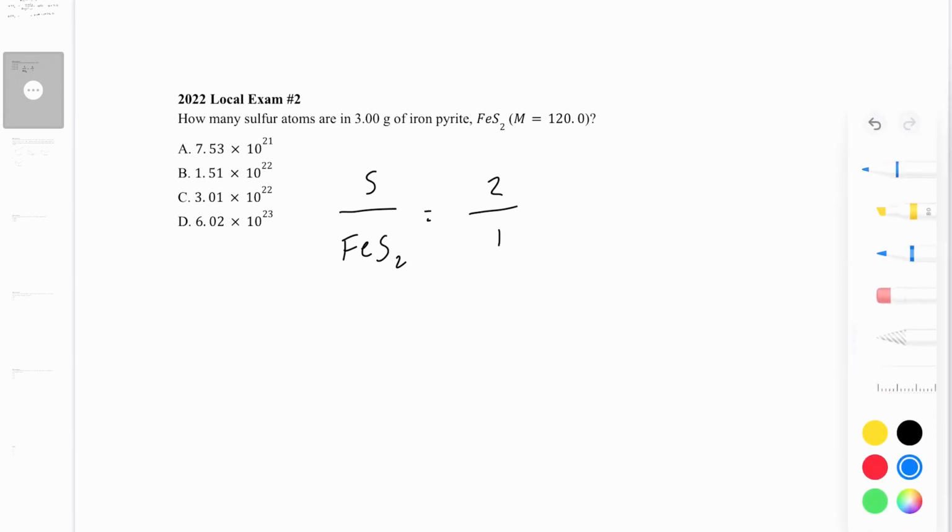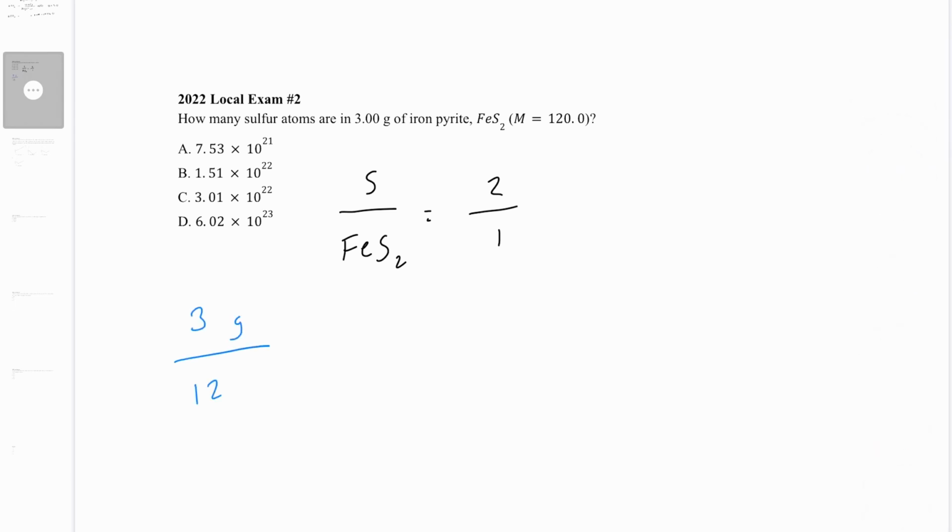So we have 3 grams of iron pyrite. If we divide that by the molar mass, that gets you how many moles of iron pyrite that we have. And that comes out to 0.025 moles of iron pyrite. This is helpful because we can turn moles into the number of particles using Avogadro's constant.